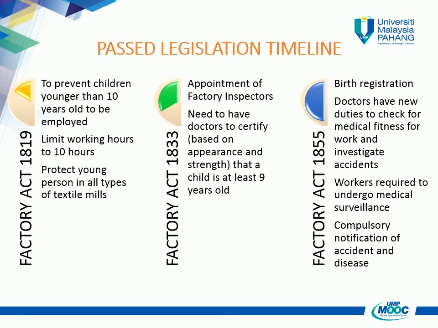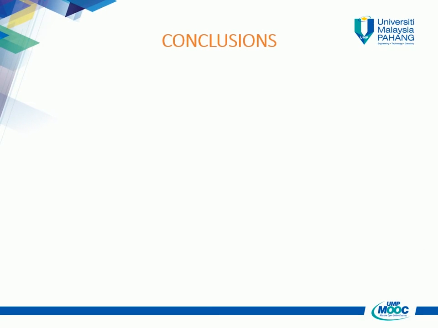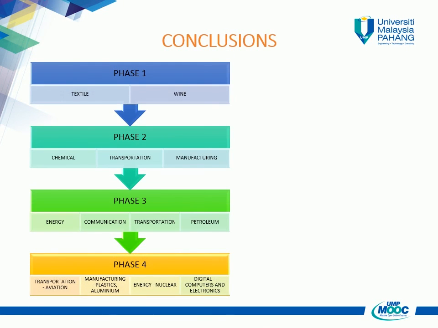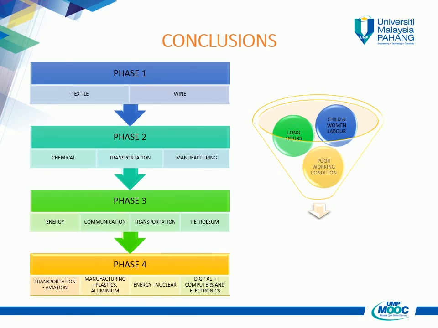Now let's recap. Industrial Revolution has 4 phases, and the revolution is parallel to the technological advancement. For the sake of technology advancement during the Industrial Revolution 1 until 3, women and children were exploited to work long hours in harsh conditions. Series of legislation were passed to protect women and children from occupational hazards.